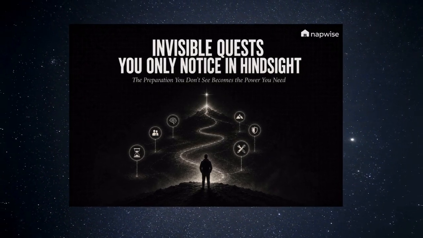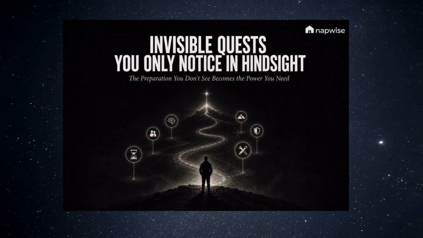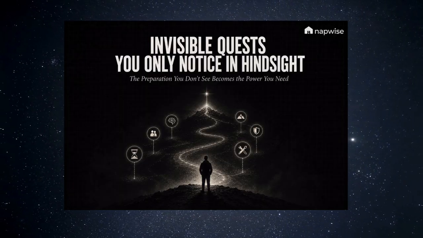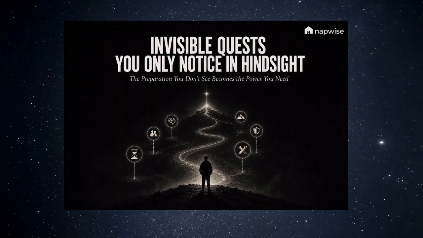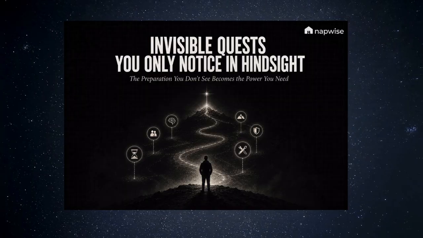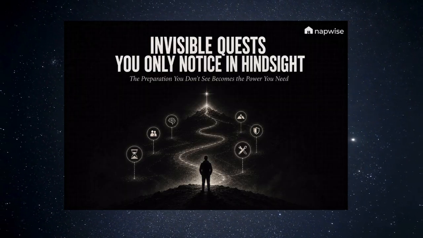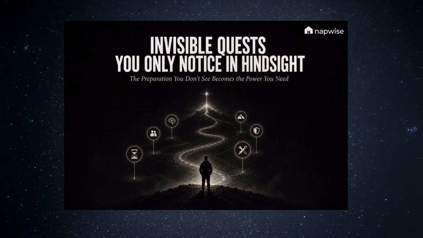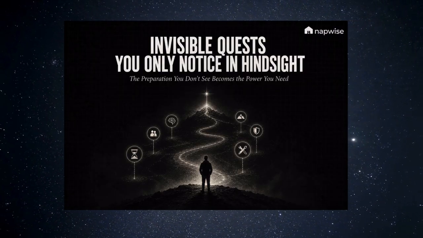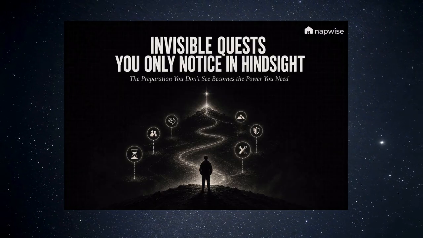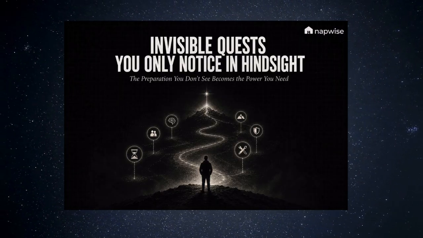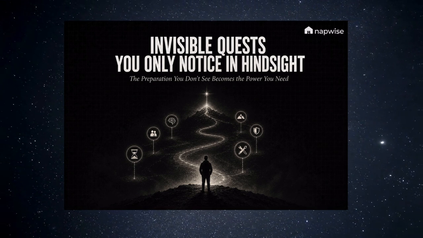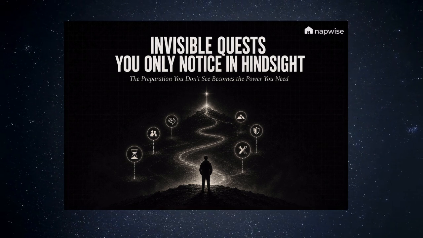Invisible quests you only notice in hindsight. A difficult season that felt like random friction. A challenging person in your life who seemed designed to frustrate you with no upside. A skill you spent months developing and then set aside, completely convinced you would never use it again. The time felt wasted. The effort felt pointless. The trajectory seemed to lead nowhere. And then years later, that specific skill was the only thing that could get you through something you couldn't have predicted. Some objectives don't appear on the active tracker.